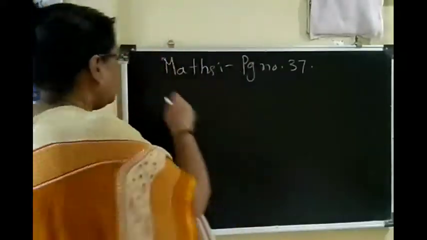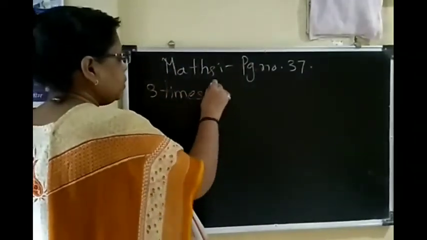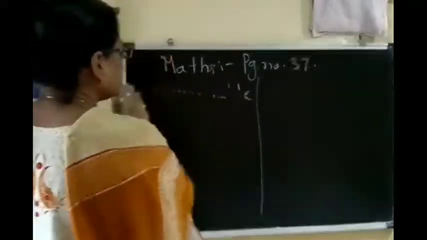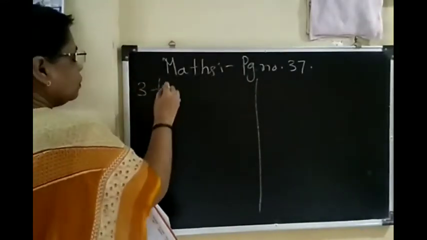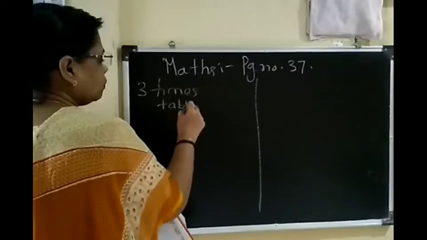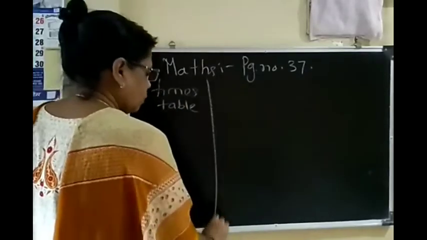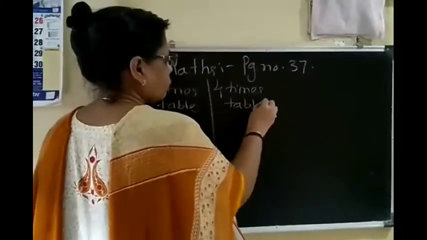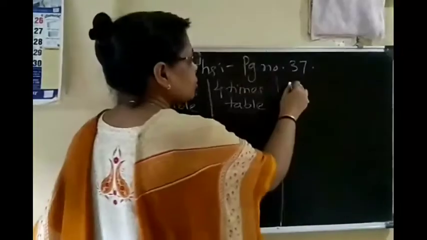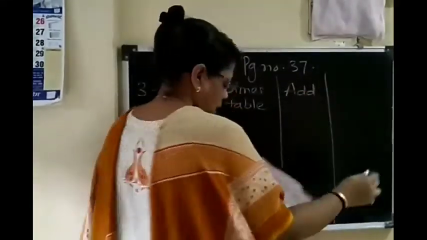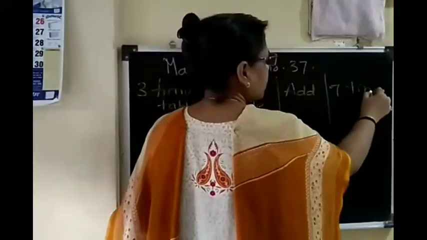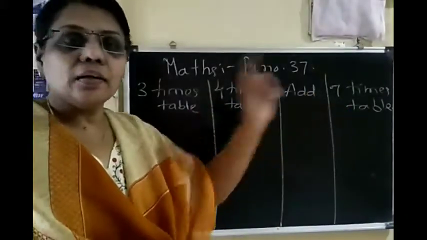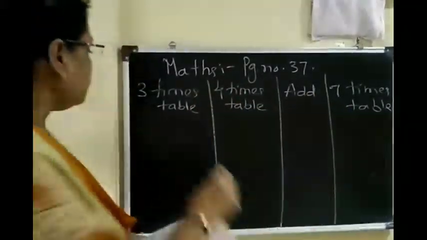Please try to understand. Here the 3 times table. Then I will make it short. Here the 3 times table, then the 4 times table, then addition. I will just write add, and here the 7 times table. So in this way we will get the 7 times table. I will just make you understand.